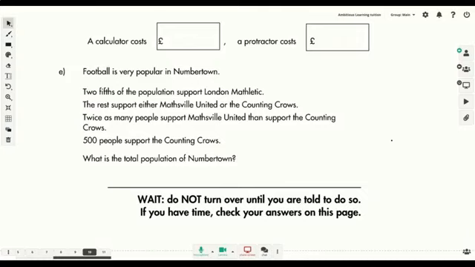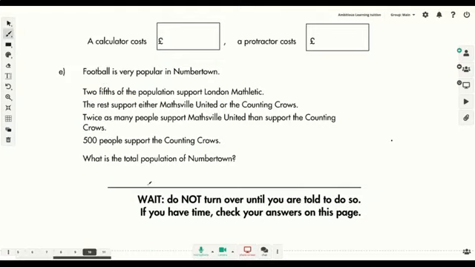Football is very popular in Town. 2/5 of the population support London Metallic. The rest support either Metsville United or the Counting Crowns. Twice as many people support Metsville United than support the Counting Crowns. 500 people support the Counting Crowns. What's the total population of Town?